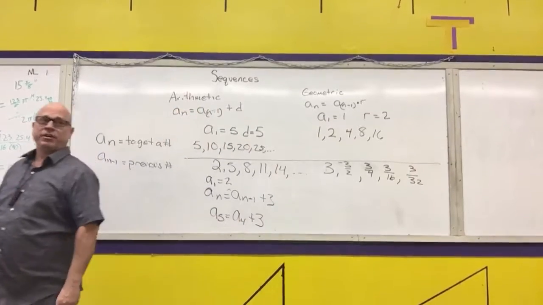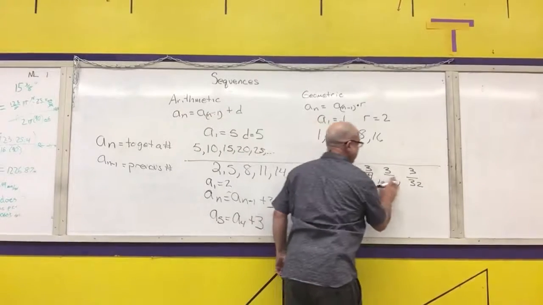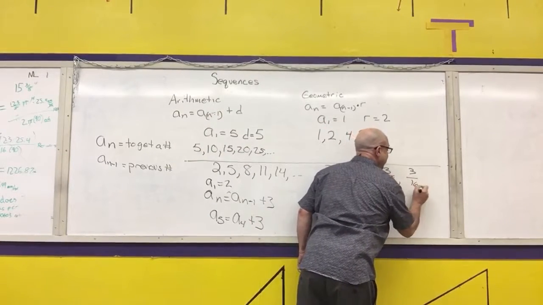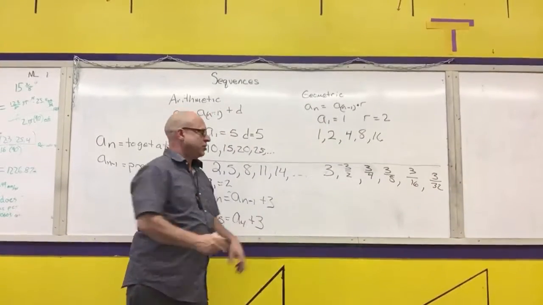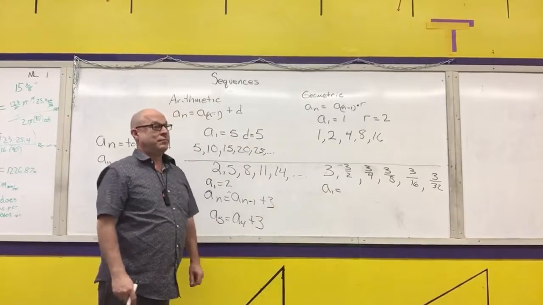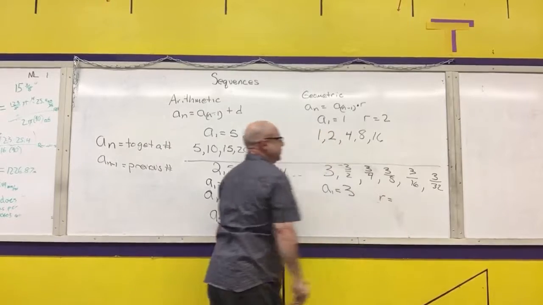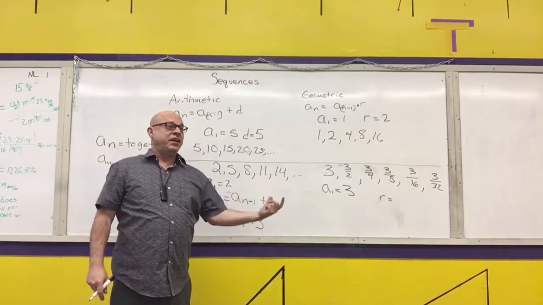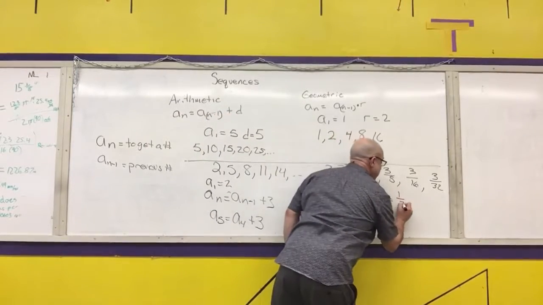So is this geometric or arithmetic? Wait, why didn't it go 2, 4, 8, 16, 32? That's geometric. It's geometric. So I need to know the first term. What's the first term? 3. What is the common ratio? How do you find the common ratio? You take this number and divide it by this. It's 1/2.